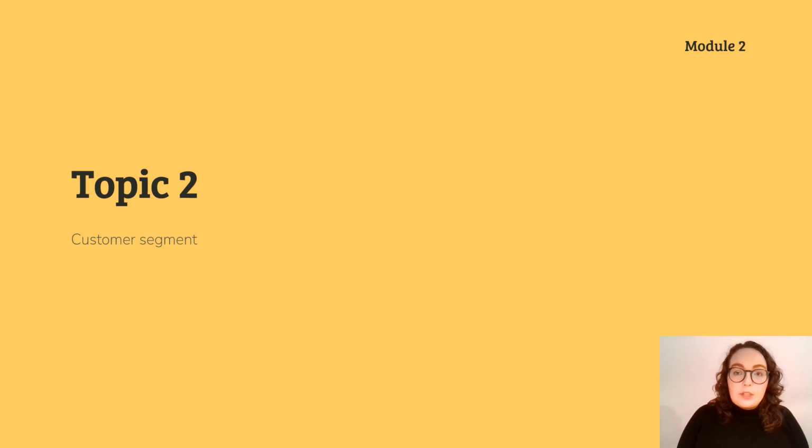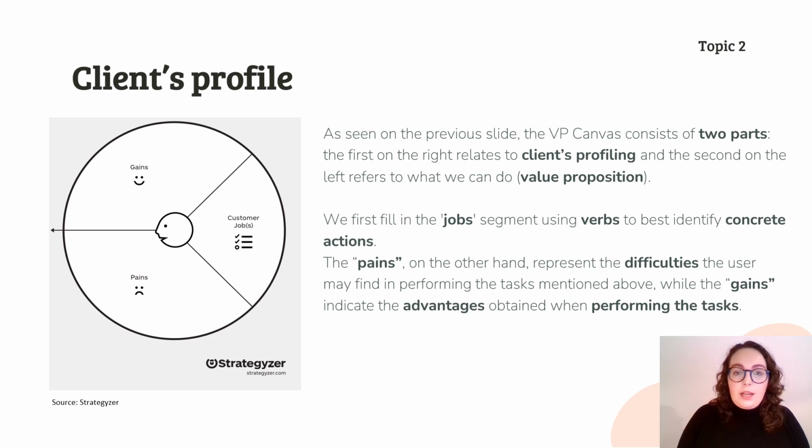Next, we will take a look at the customer segment of the value proposition canvas in more detail. As you can see on the previous slide, the value proposition canvas consists of two parts. The first part, which we're discussing now, the client profile, and the second part, what we can do for the clients, the value proposition. We first will fill in the job section using verbs to best identify concrete actions or tasks. The pains, on the other hand, represent the difficulties the user may find in performing the jobs mentioned above, while the gains indicate the advantages obtained when performing the tasks.